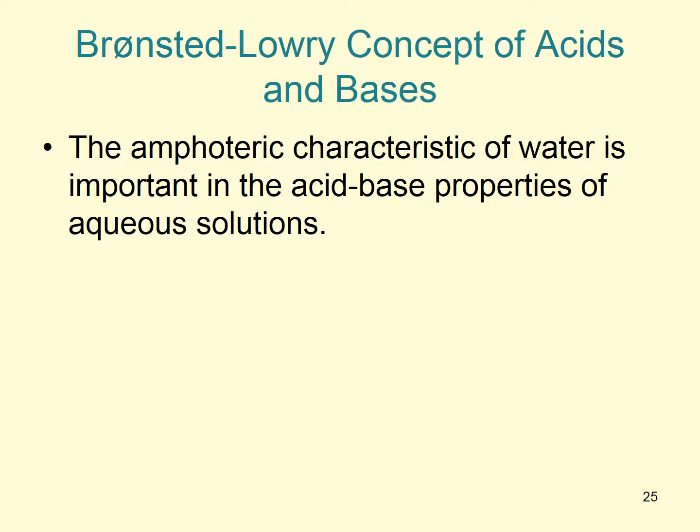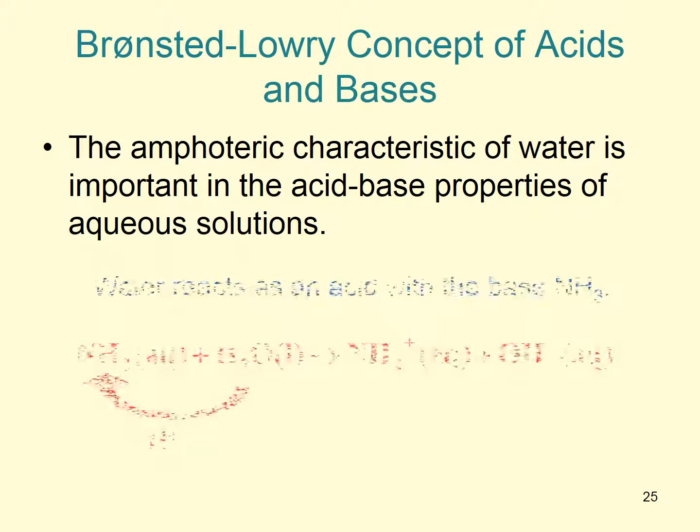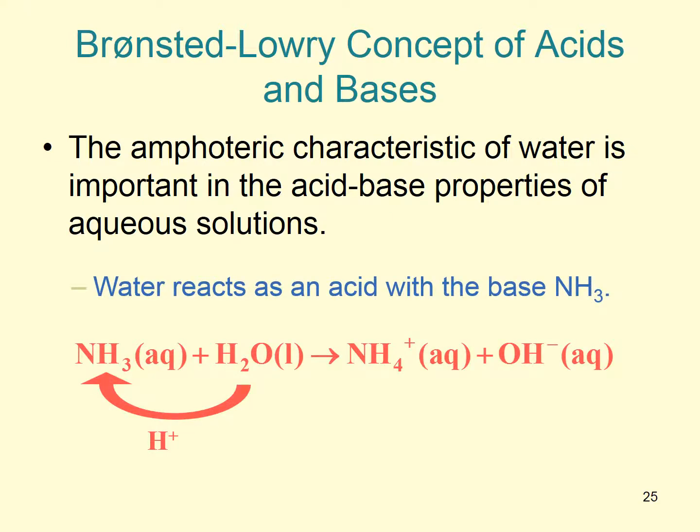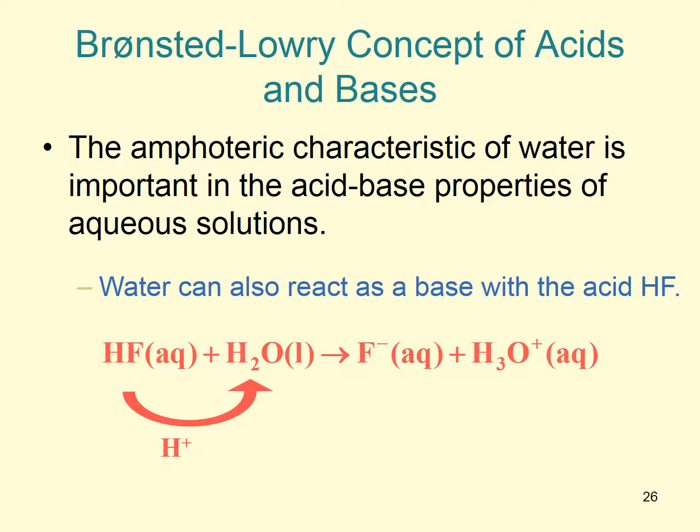The amphoteric characteristic of water is very important to acid-base chemistry, and it's clearly the most amphoteric substance around. Water can react with a base by acting like an acid. So H2O can donate an H plus to become OH negative. Water can also act like a base and accept an H plus from an acid to become H3O plus. So this is a very important property of water.